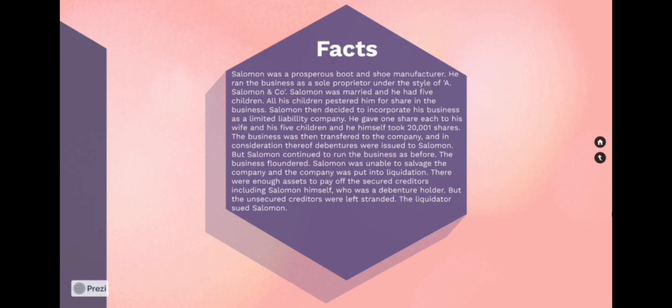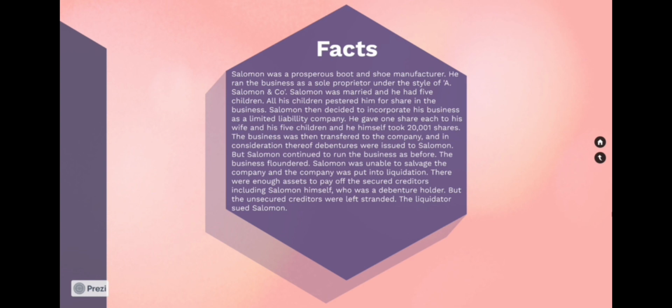Salomon then decided to incorporate his business as a limited liability company, Salomon and Co. Limited. He gave 1 share each to his wife and his 5 children, and he himself took 20,001 shares. The business was then transferred to the company, and in consideration thereof, debentures were issued to Salomon. But Salomon continued to run the business as before. The business floundered. Salomon was unable to salvage the company, and the company was put into liquidation.